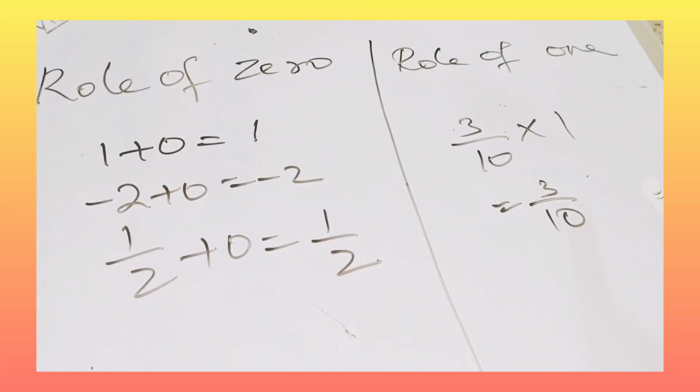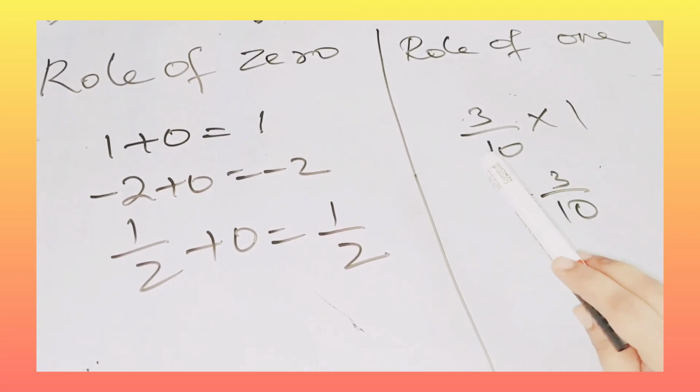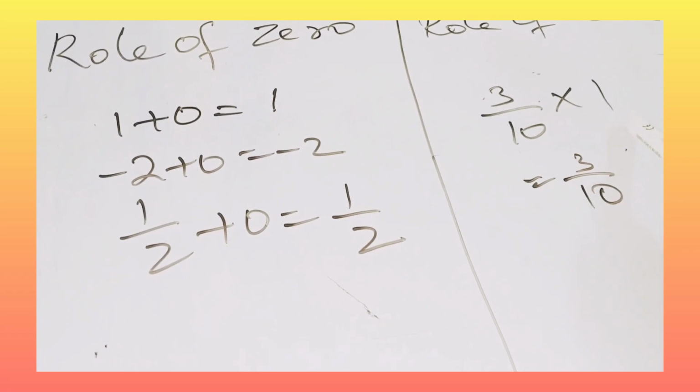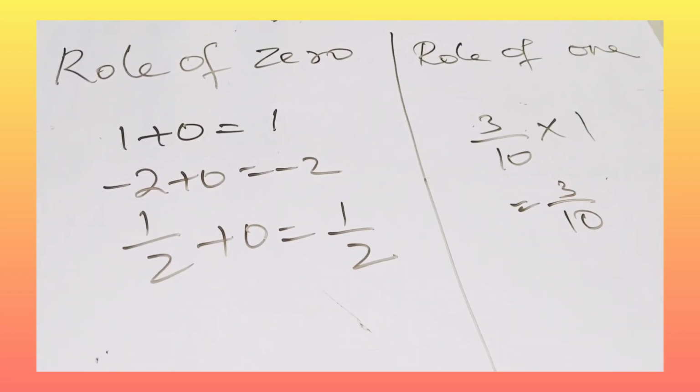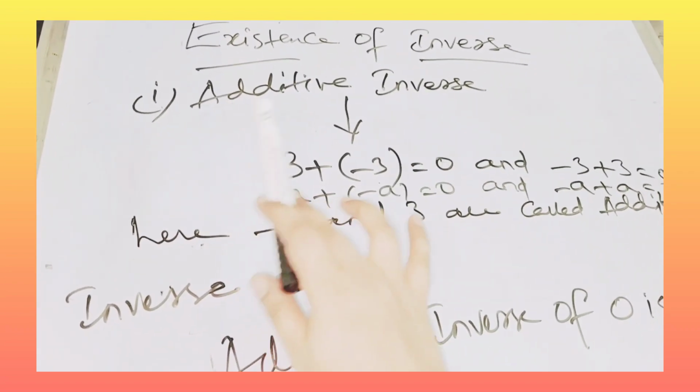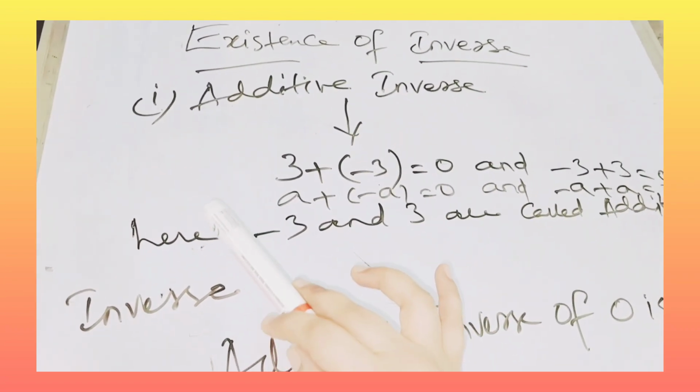If you multiply 1 with any rational number, the answer will be the same. Here we are taking 3 by 10. 3 by 10 into 1 is 3 by 10 only. Now, existence of inverse. First we learn additive inverse, then we learn multiplicative inverse.